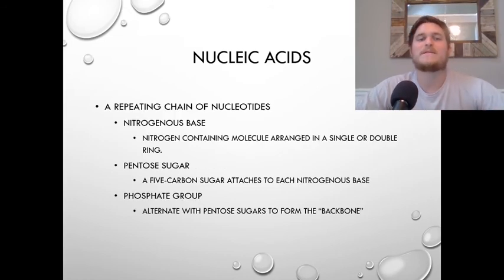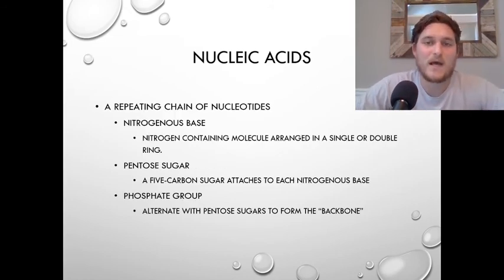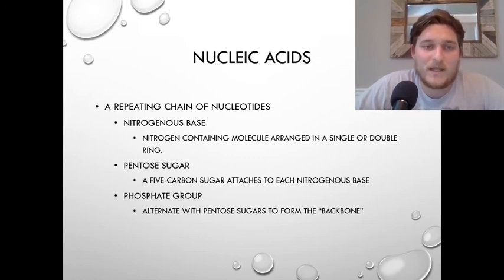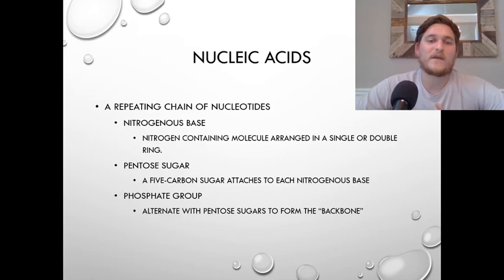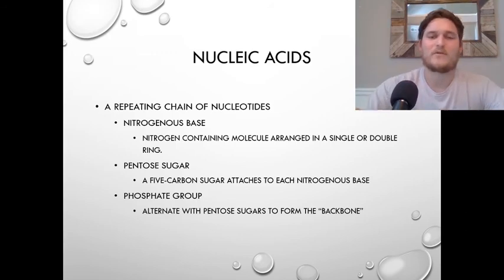So nucleic acids have that nitrogen base, typically around a single or double ring. They have a pentose sugar, which again we said earlier, that could be the deoxyribose or just ribose. And then they also have a phosphate group, which alternate with those pentose sugars, and that's going to form the backbone of these nucleic acids.